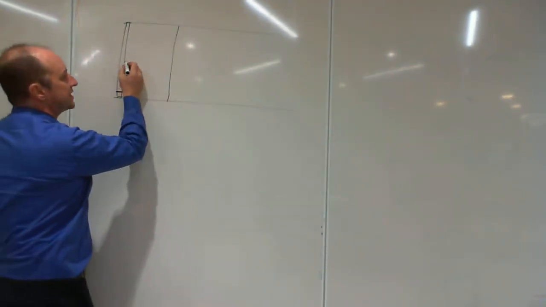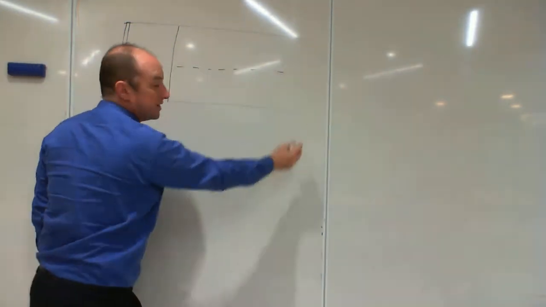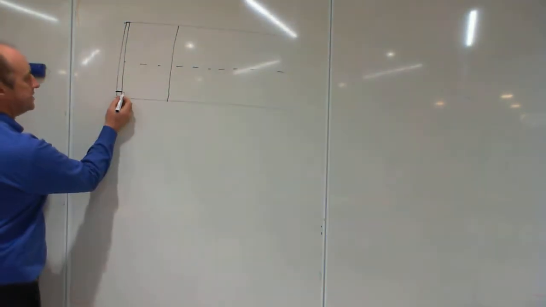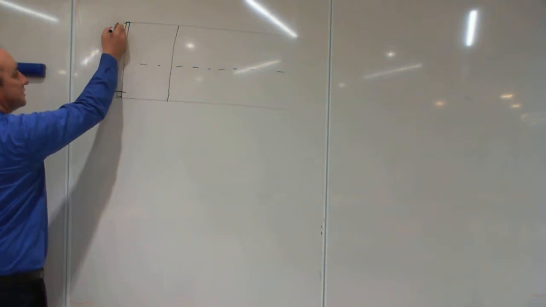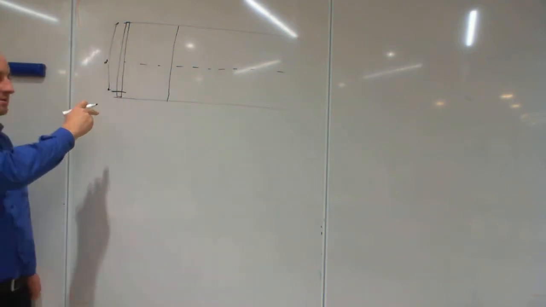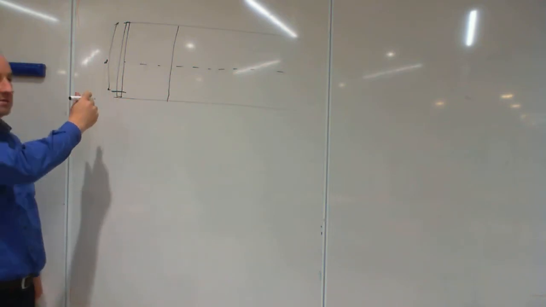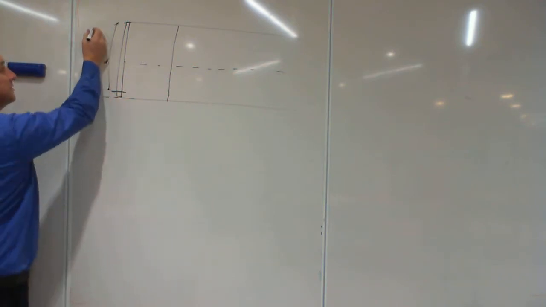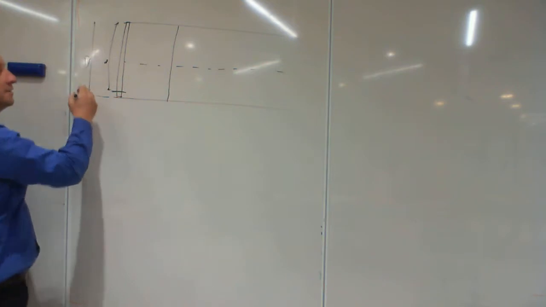So if I draw the neutral axis of the beam, it goes through there somewhere. And the steel is here. So that dimension is a small d, from the top of the beam to the center of the steel, okay? The whole thing is big D, all right?